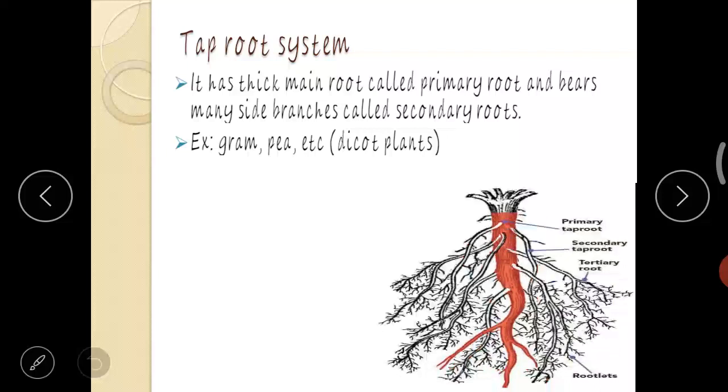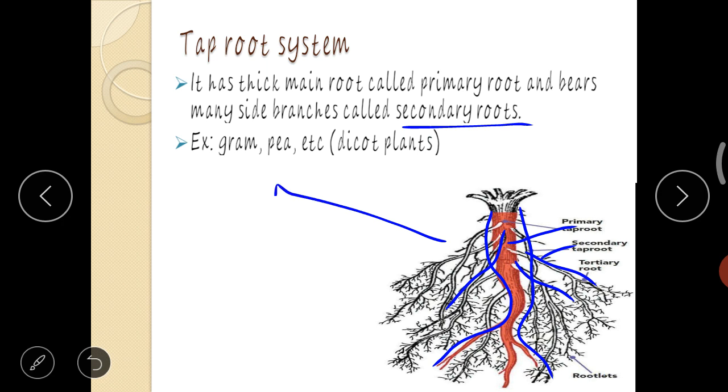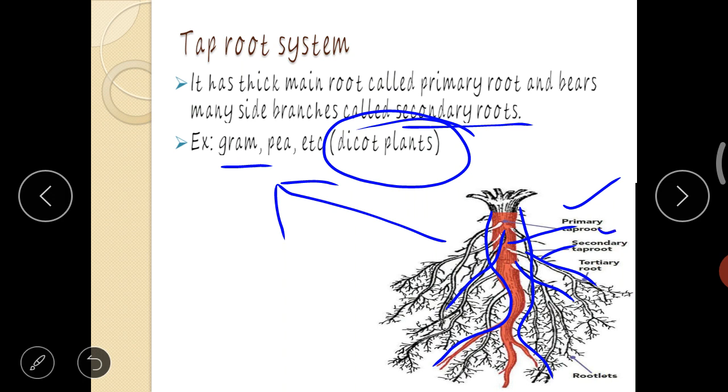The taproot system has a thick main root, which is called the primary root, and it also bears many side branches called secondary roots. This kind of taproot system we can see in gram and pea, and it is common in dicot plants. So this is about the taproot system. It has a thick main root called primary root and many side branches called secondary roots, which is common in dicot plants.